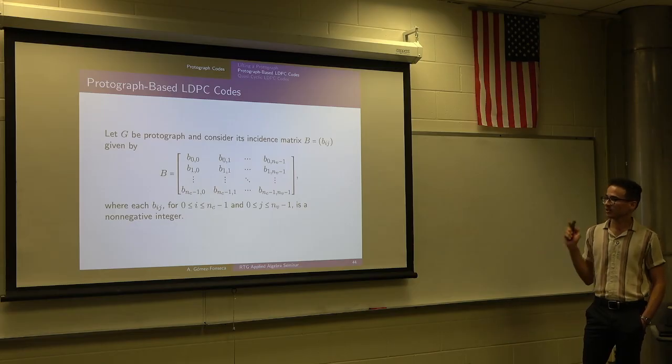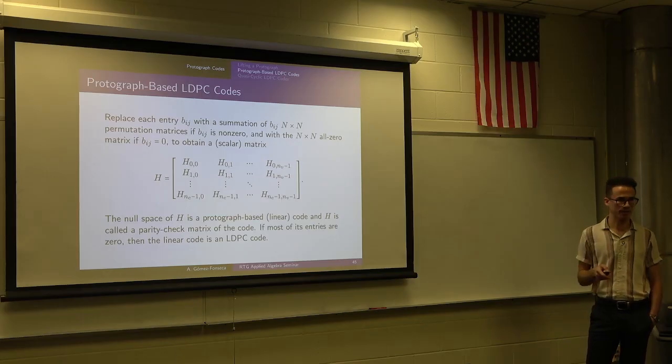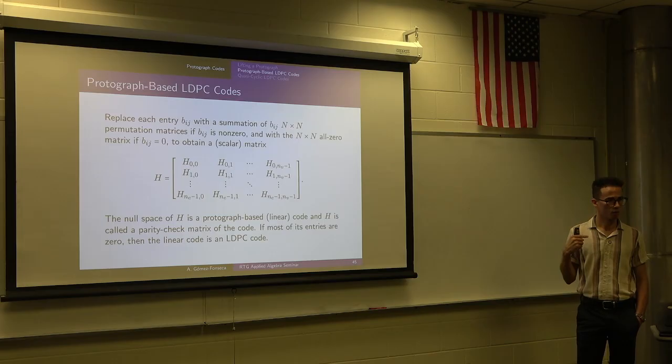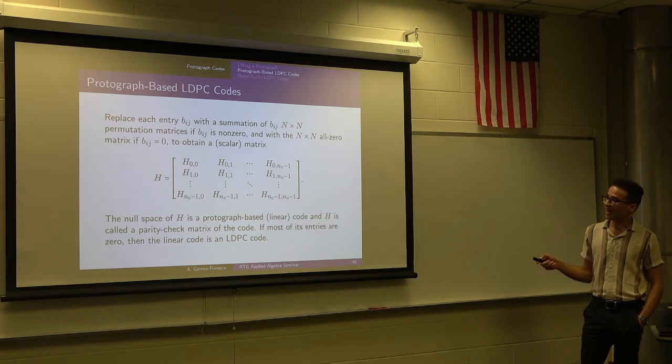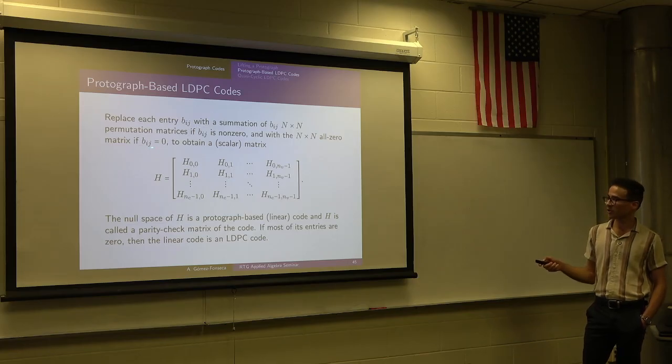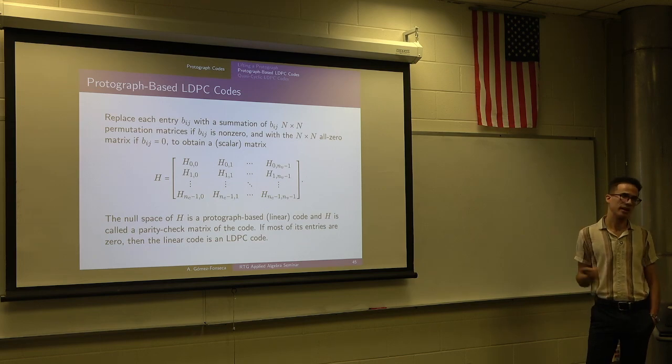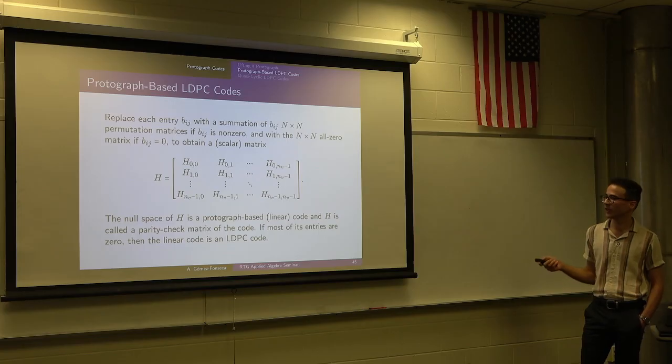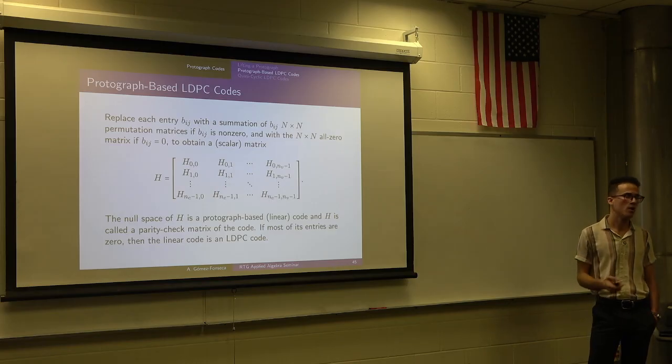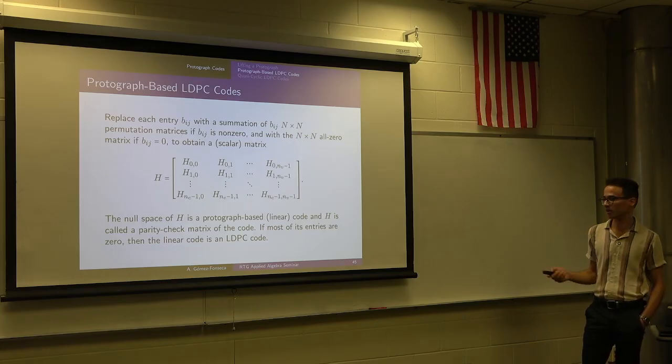To construct the incidence matrix of the Tanner graph, I am going to replace each one of these entries Bij with a summation of Bij permutation matrices of size n by n, where this n is the degree of the graph cover that I mentioned before. If this entry Bij is equal to 0, then I'm going to replace that entry with an n by n all 0 matrix. So the null space of this matrix H is a protograph-based code, and this is called the parity check matrix. If most of the entries in this matrix are 0, then the null space of this matrix is an LDPC code.